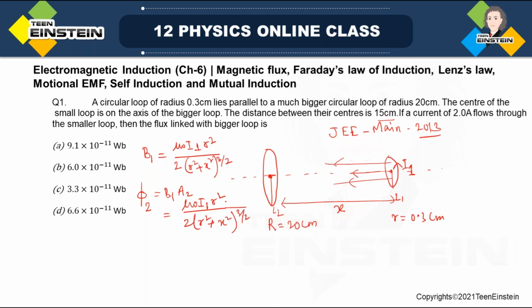Okay, into, there will be pi capital R square. Okay, so this is the phi 2, the flux linked with the bigger coil. I'll go to the next page.